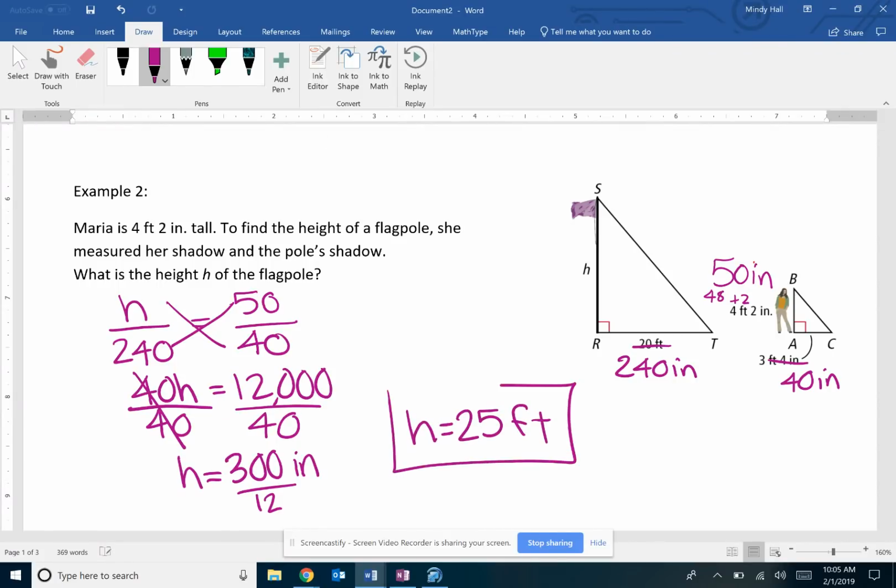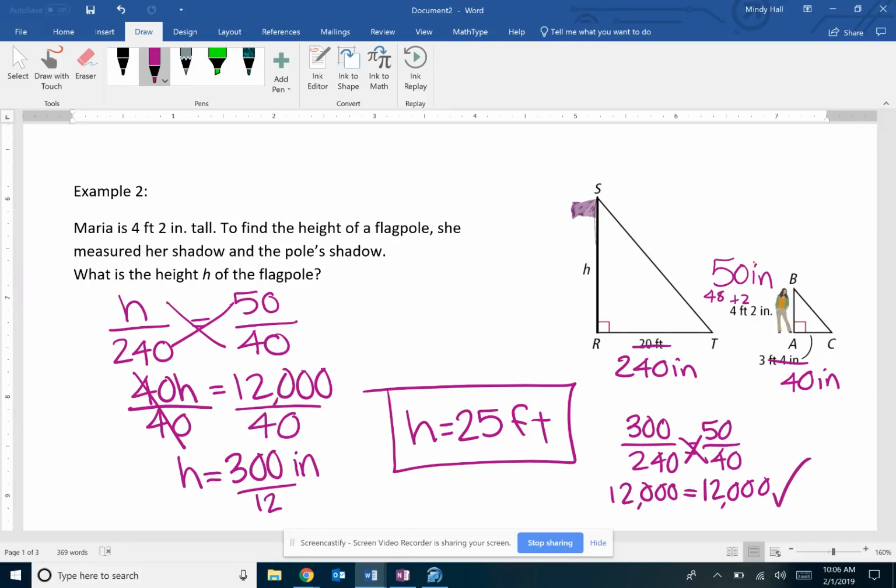Now, a really quick, easy way that you can check yourself is to just plug in your value for inches. We had that it was 300 inches. So if I do 300 divided by 240 and set it equal to 50 over 40, when I cross multiply, I get that 12,000 equals 12,000. So then I know that I did this correctly.